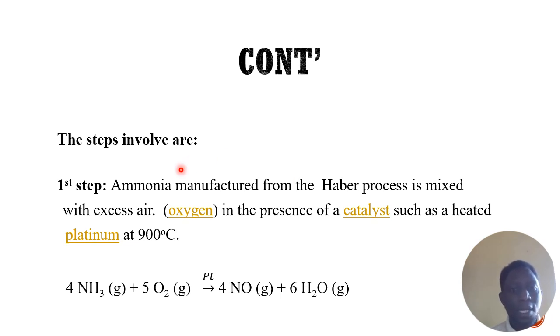The first step: ammonia manufactured from the Haber process is mixed with excess air in the presence of a catalyst such as heated platinum metal at a temperature of 900 degrees Celsius. This means when ammonia gas burns with air in the presence of platinum as a catalyst, this produces nitrogen monoxide and water. Remember, this platinum acts as a catalyst. A catalyst is a chemical substance that speeds up or slows down the rate of reaction.